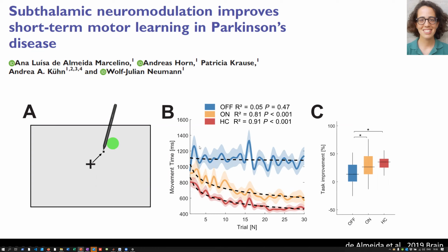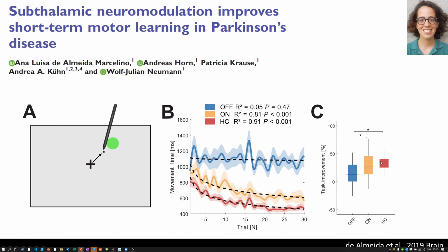in Brain, and could show that in off medication and off stimulation state, there's very little improvement of movement over trials. And this is the movement time, so the ultimate performance measure in this task. How long does it take the patient to move the cursor to the target? And in yellow, you can see the on-stimulation condition, and in red, you can see the healthy controls. Now, you can see that the yellow on-stimulation condition really resembled the improvement of the healthy controls.